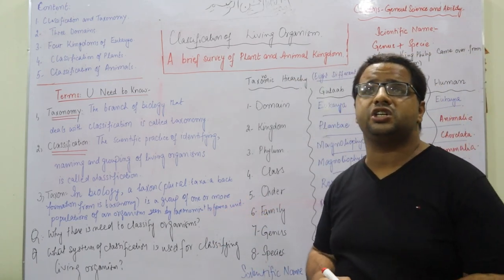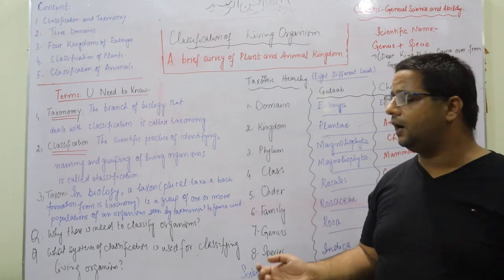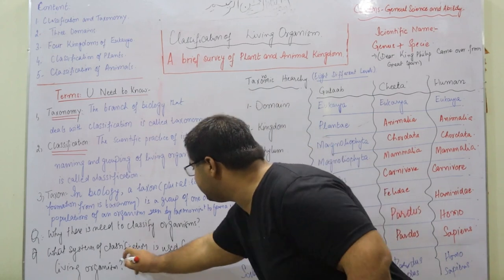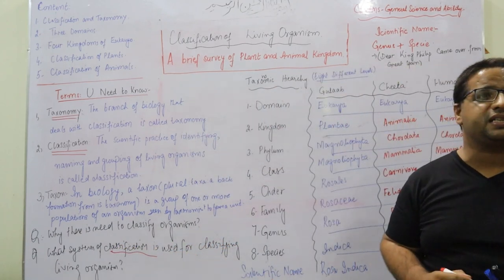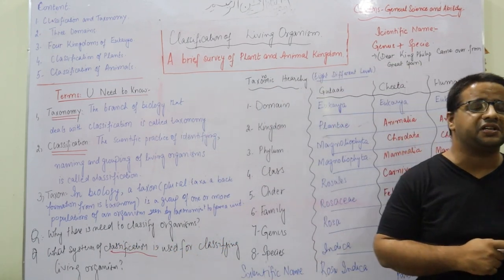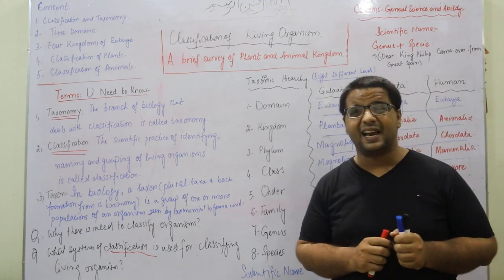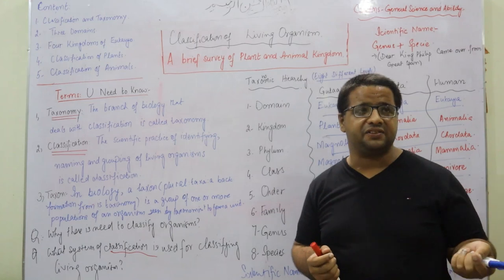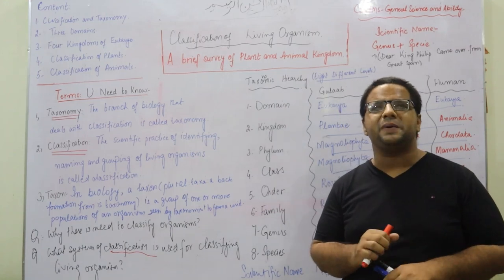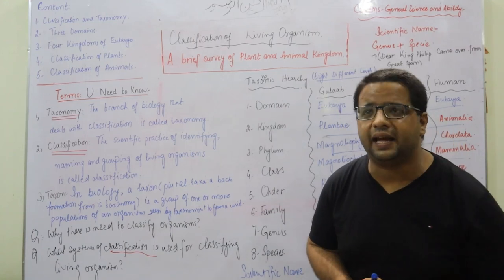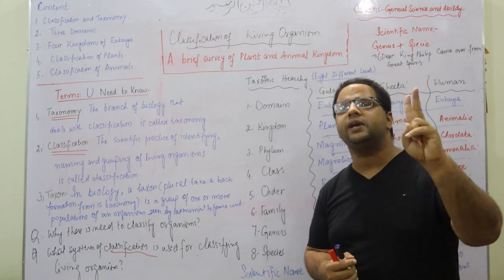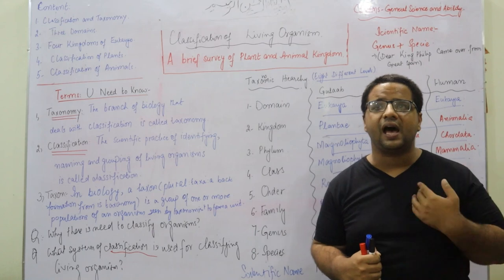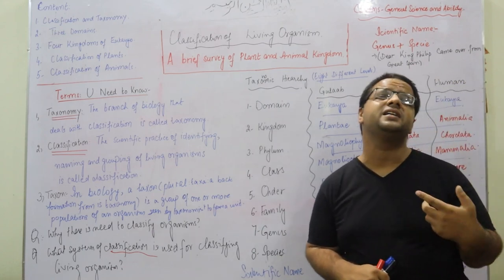to study the association of different organisms living in this earth. And what system of classification is used for classifying the living organism? Carl Linnaeus was the scientist who started the classification of living organisms. So his classification is binomial nomenclature, which means each species or each organism in this universe is given two names. So for example, as we are humans, the scientific name of humans is Homo sapiens.